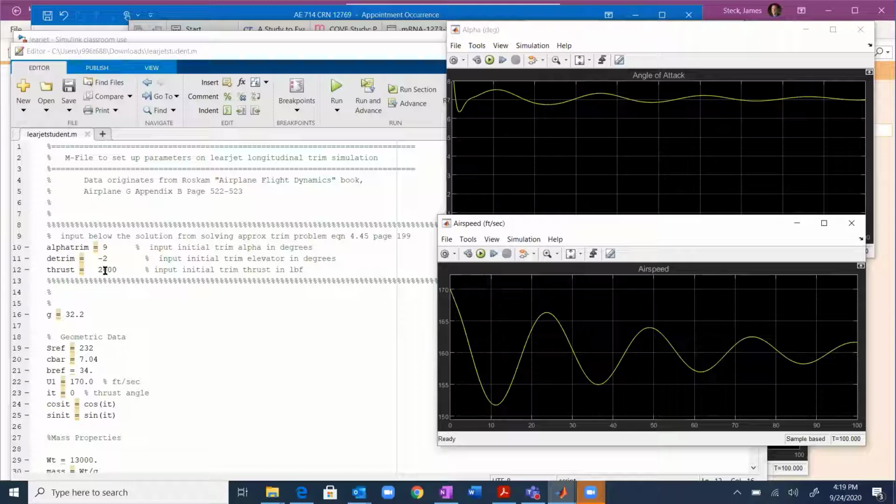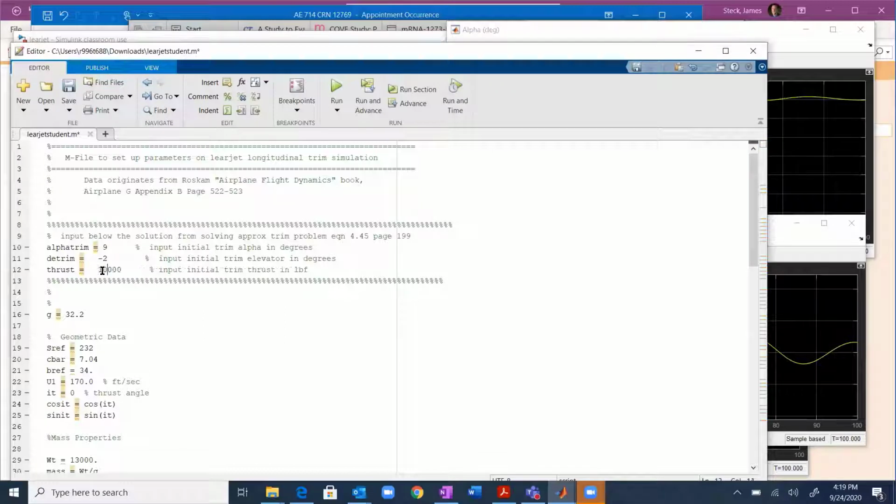Let's say that we made the thrust a lot bigger, 10,000. We're starting out at an airspeed of 170. What would we expect the airspeed to do if we crank up the thrust? Expect it to increase, right?